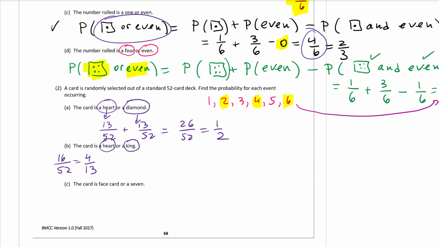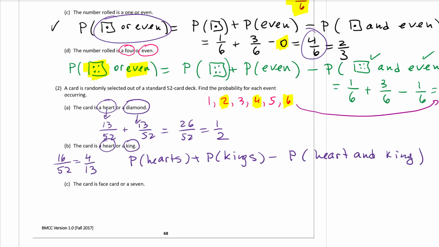The other way you can calculate this is by using the addition rule of probability: how many hearts we got, plus how many kings we got, minus the probability that you select both a heart and a king at the same time. So how many hearts? 13. How many kings? 4. How many cards fit both descriptions, a heart and a king? There's one card like that. And the denominator is the same. So if you add the numerators, that's going to be 17 minus 1. That gives you the same answer.